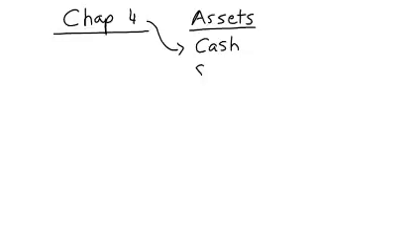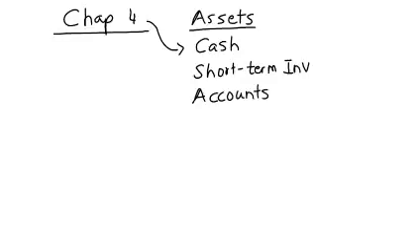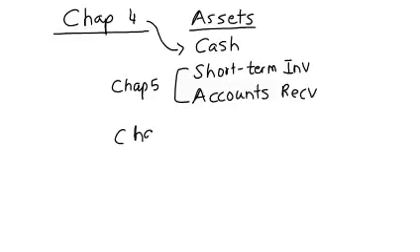After which, we will briefly look at short-term investments in chapter 5 and also look at accounts receivable. So these are the two items that you will look at in chapter 5, and then we will go to chapter 6, which is on merchandise inventory, where you will learn methods of inventory such as first in first out and last in first out.